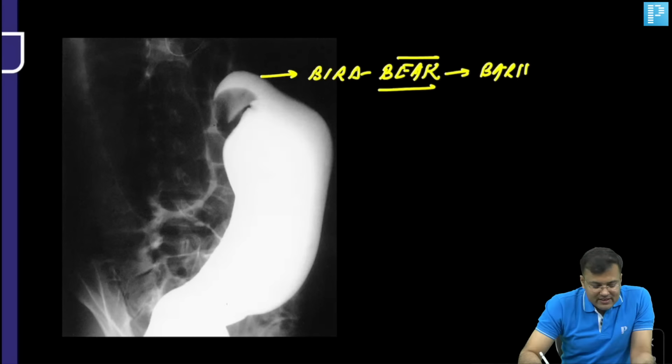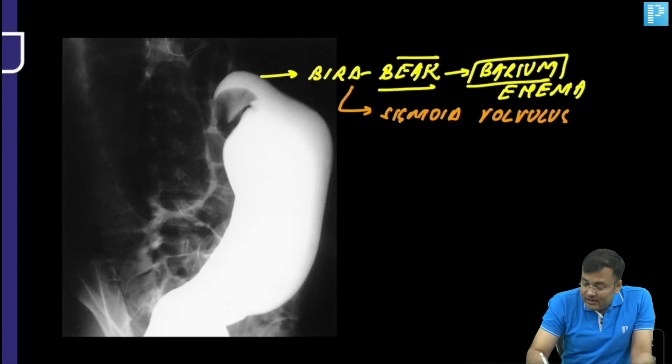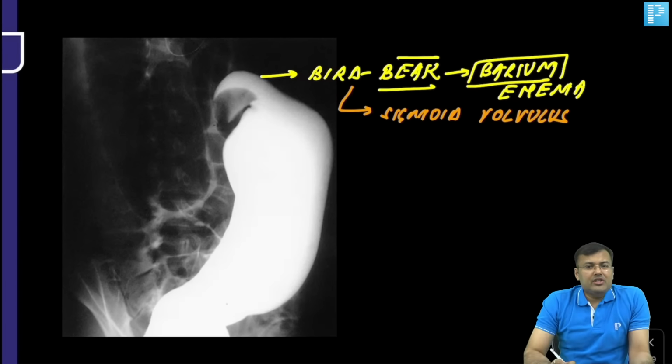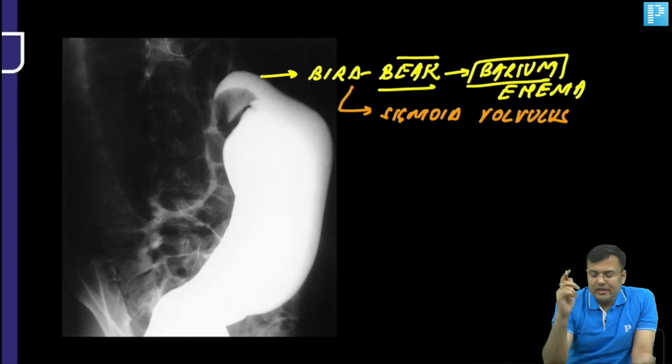Guys, tell me in which condition? Sigmoid volvulus. So this is barium enema, and it is seen in sigmoid volvulus. Clear? Sigmoid volvulus. Therefore, don't read the question halfway. Read the question completely and the 4 options completely, then mark the correct answer. This is bird beak, sigmoid volvulus.